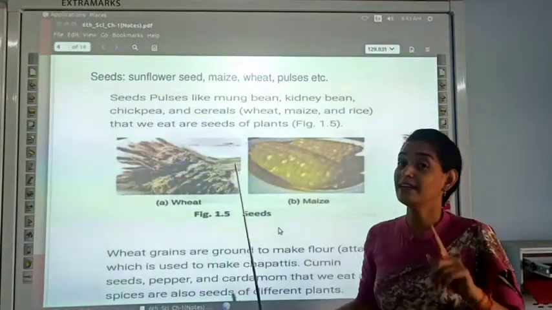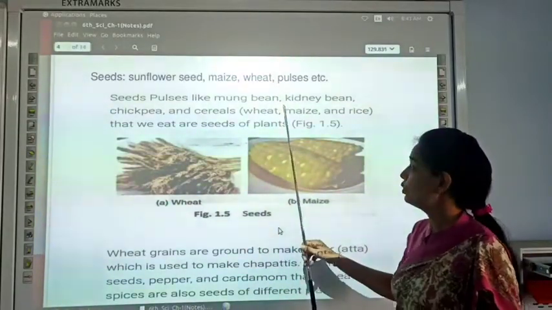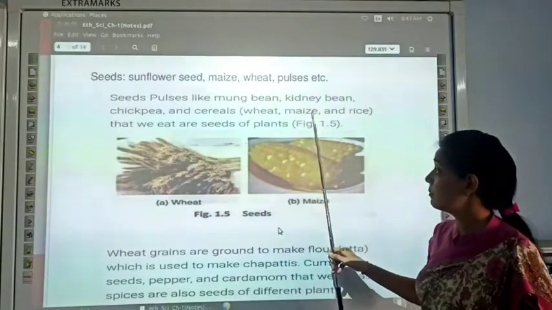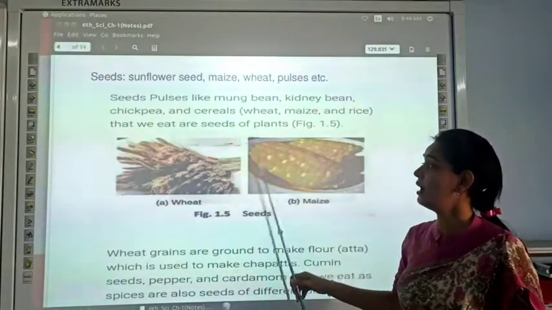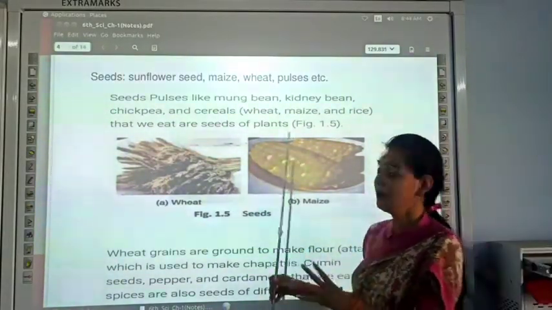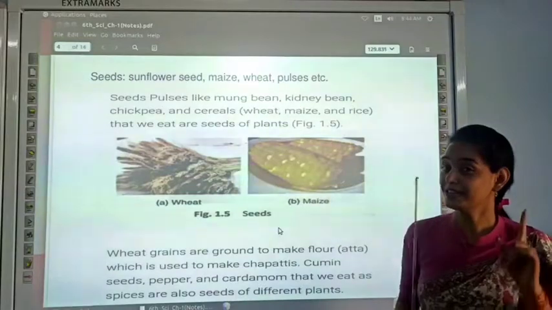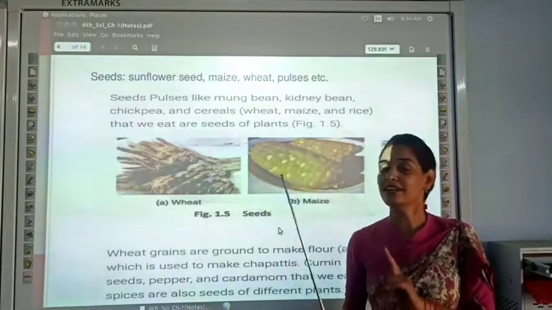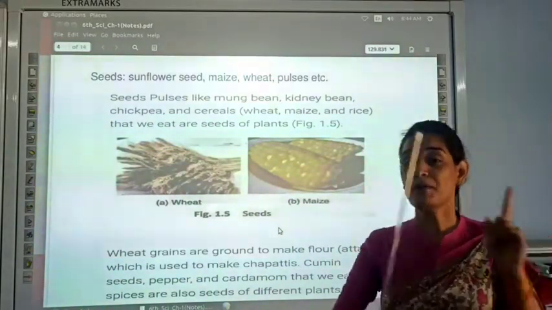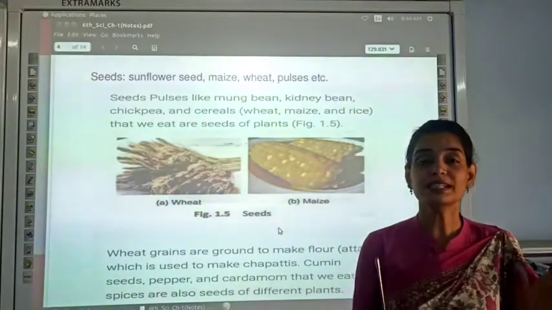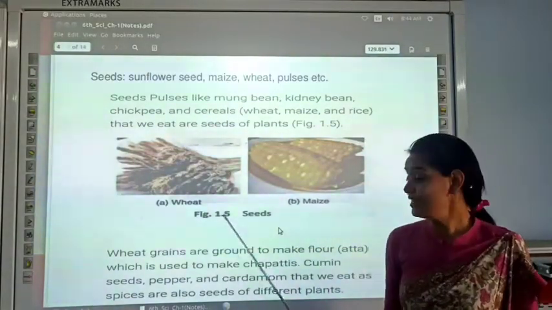C for cereal and C for carbohydrate. Cereals are those grains which mainly provide carbohydrate to our body. So that is wheat, maize and rice. Wheat, maize and rice that we eat are seeds of that plant. Which part of these plants do we eat? That is the seed. Okay, so C for cereal which mainly provides us carbohydrate, and P for pulses, means dals, which mainly provide us P for protein. So pulses are rich in protein and cereals are rich in carbohydrate. So that is easy for you now.